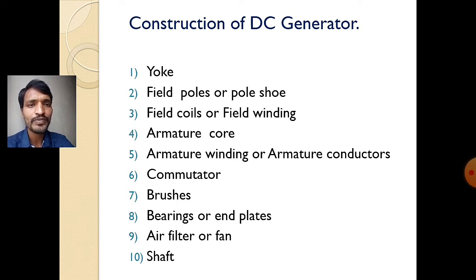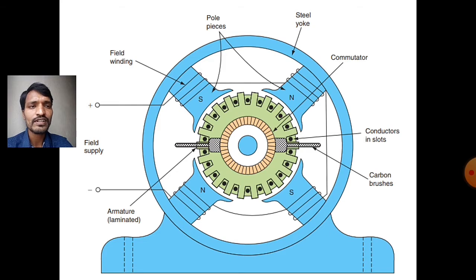Okay, how these parts are connected in a DC generator and what the uses of these parts are, let's see. This is the internal construction of a DC generator. Here we can see the armature, field supply, field winding, pole pieces, steel yoke, commutator, conductor slots, and carbon brushes.